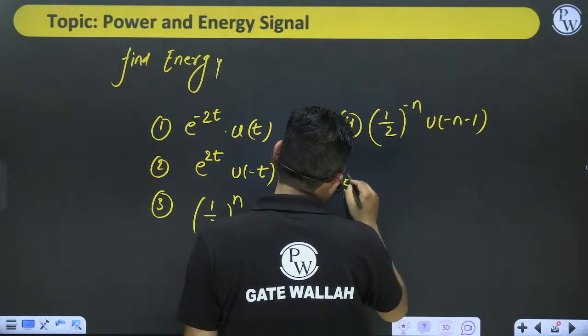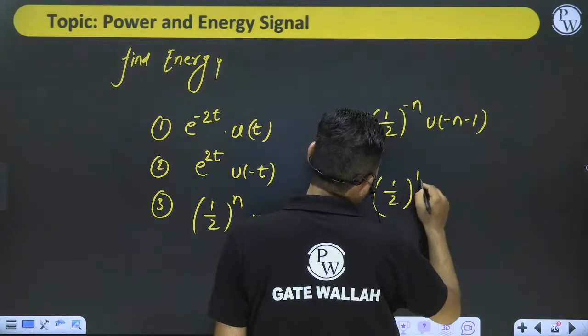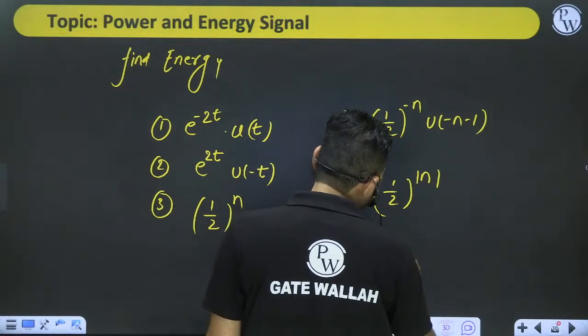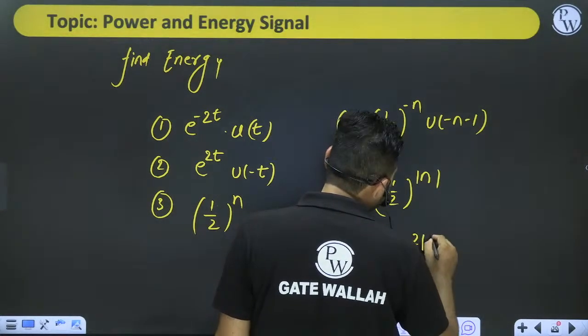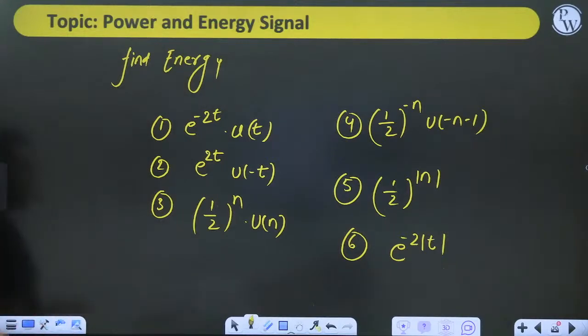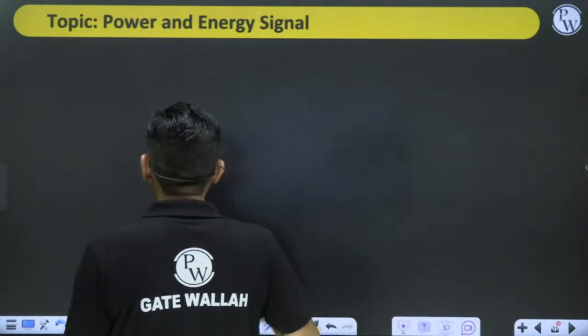Fifth is 1 by 2 to the power mod n, and sixth is e to the power minus 2 mod t. Find the energy of these signals. So both examples are there, continuous time as well as discrete time. Okay, let's take a power example also. Find power.